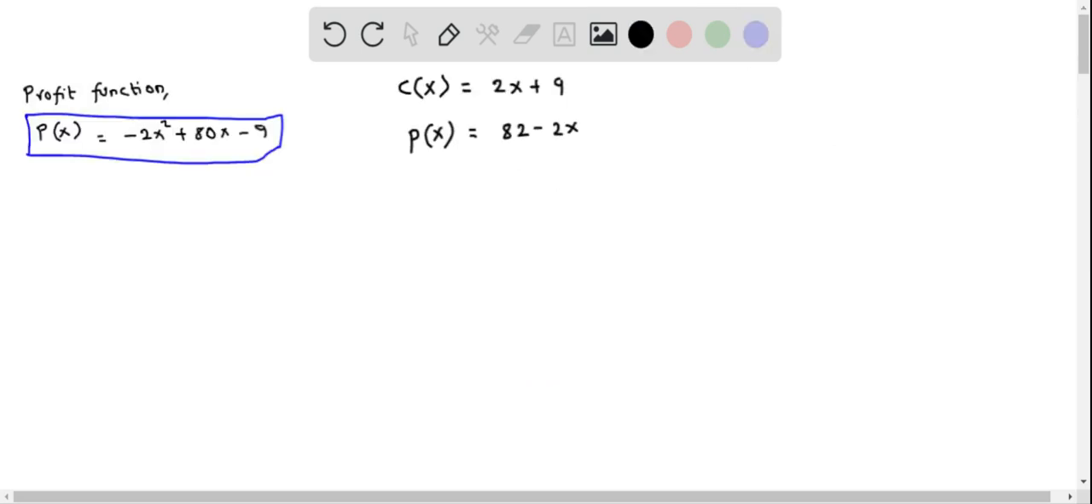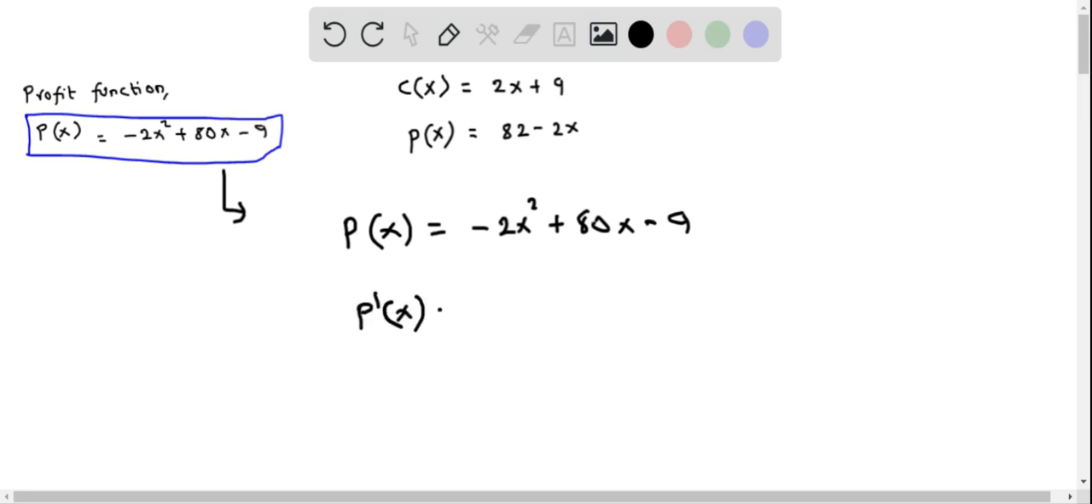We now determine the number of watts of ice cream needed to be sold to maximize the profit. So basically, we have to maximize the profit. We have to determine the x so that the profit is maximum. So let's consider the profit function P of x, and this equals negative 2x squared plus 80x minus 9. So we are going to maximize this profit. For that, we have to set up the equation P prime of x equal to 0 and determine the critical point of this profit function. That is, we have to find x after setting this equation to 0.